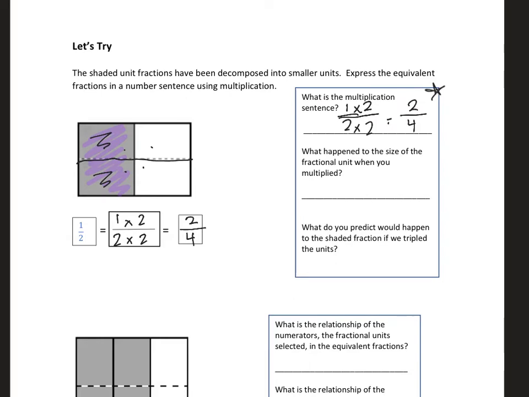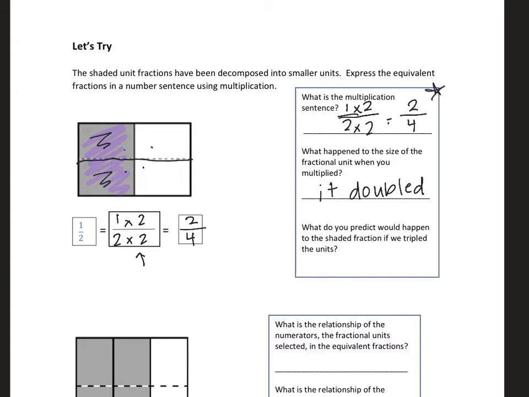Okay? What happened to the size of the fractional unit when you multiplied? So if we multiplied by 2, what happened to the fractional unit, right? When we multiply by 2, that means it doubled, right? Because when you double something, you multiply by 2. So we can say it doubled, just like that.